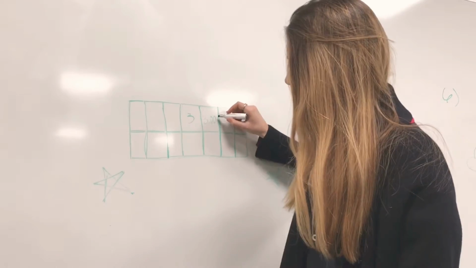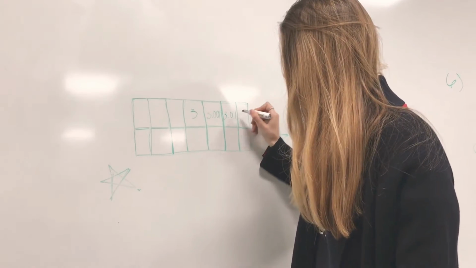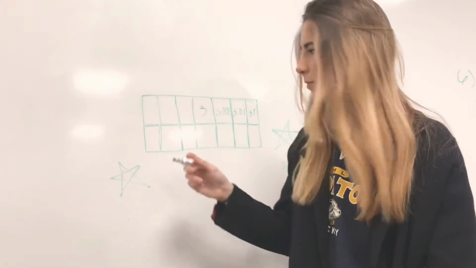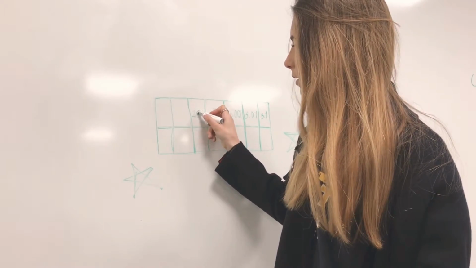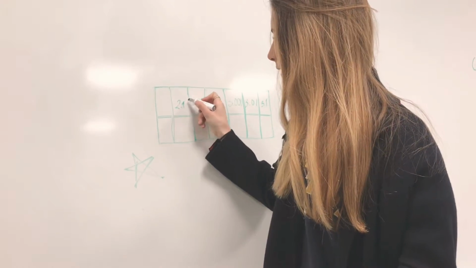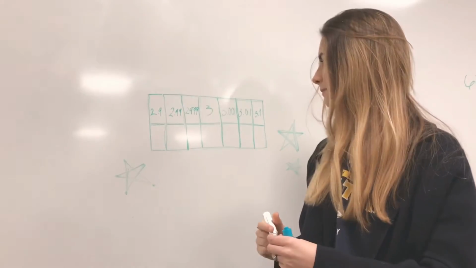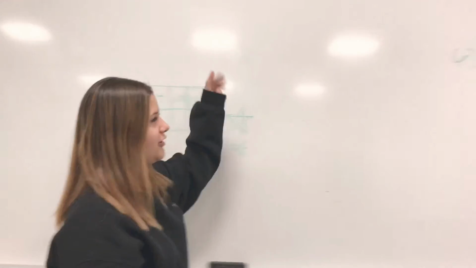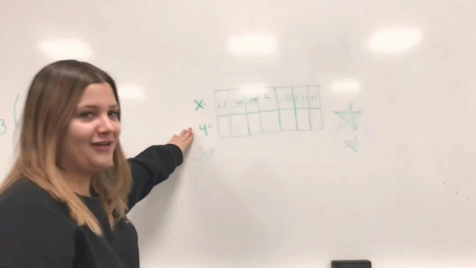So here, 3.001, and then 3.01, and 3.1. And then on the other side, I will be putting the ones that come before. So 2.999, 2.99, and 2.9. Now that we have our x values, we're gonna be substituting these values in this function so we can get our y values.